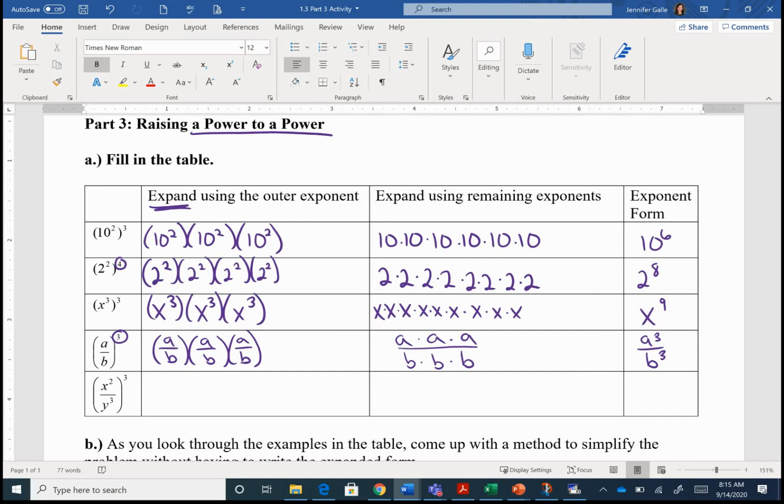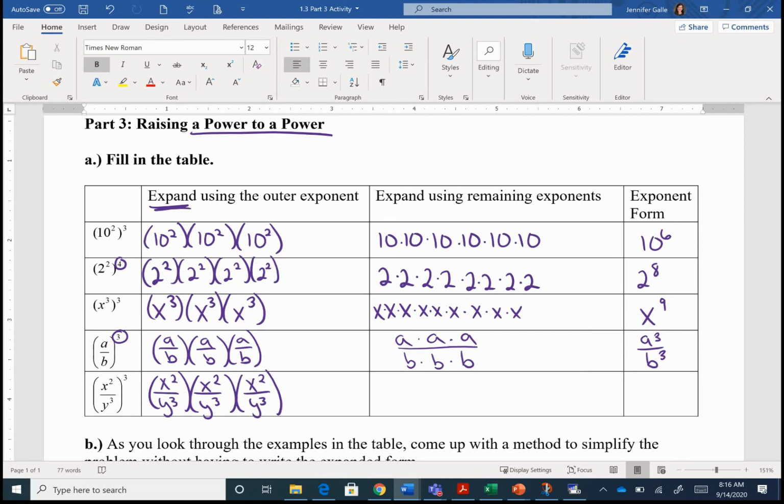Let's look at that last row. Outside exponent is a 3. Man, I really liked the number 3 when I did this activity. Okay, so everything inside the parentheses, we're going to write 3 times. That doesn't change just because it's a fraction. Don't let the fractions freak you out. I didn't do anything different. What's inside those parentheses, I wrote it 3 times because that's what the outside exponent was.